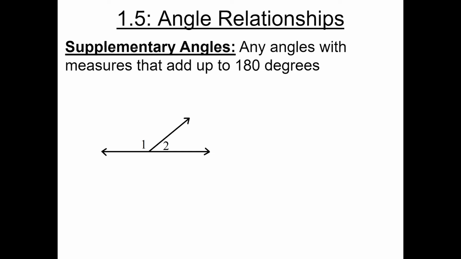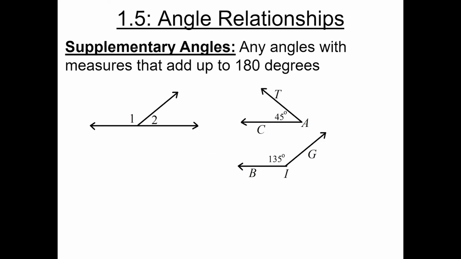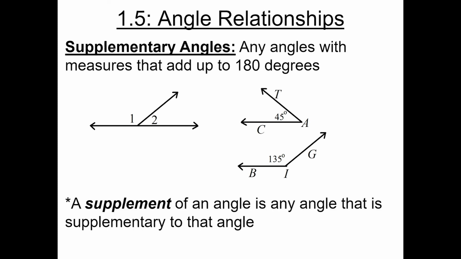Likewise, angle CAT and BIG, those two angles, even though they're not adjacent, doesn't matter. It's all about the measurements. 45 and 135, that makes 180. So here, CAT and BIG would be supplementary to each other. You could also say that one of those angles is the supplement of the other angle. Just like with complements, that just means it's an angle that's supplementary to another angle.